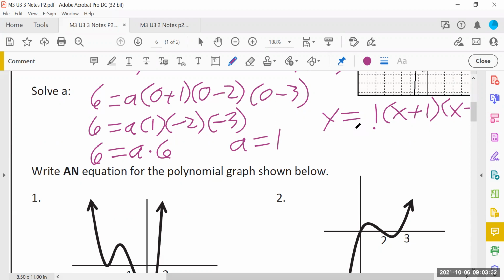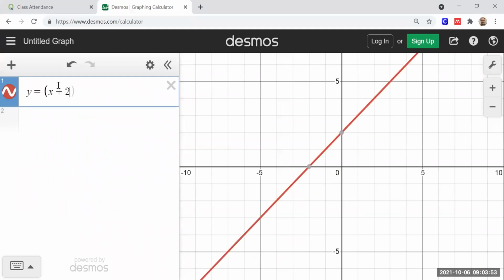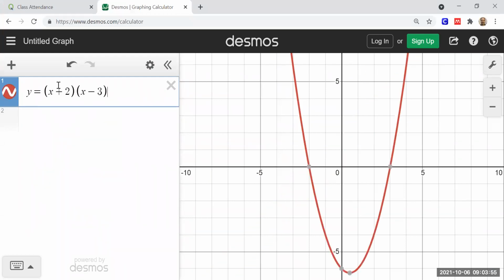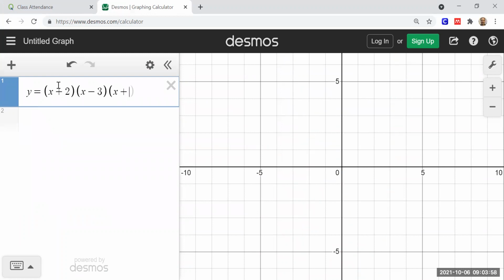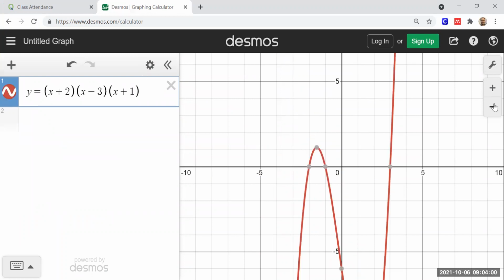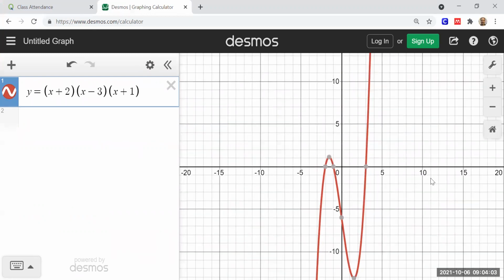Here, actually, I'm going to show you something real fast. We're going to deviate just a little bit from the notes. So everybody look at this. Y equals x plus 2 times x minus 3 times x plus 1. There's a nice little graph that has 3 x-intercepts that match my 3 factors. Does that make sense to everybody?